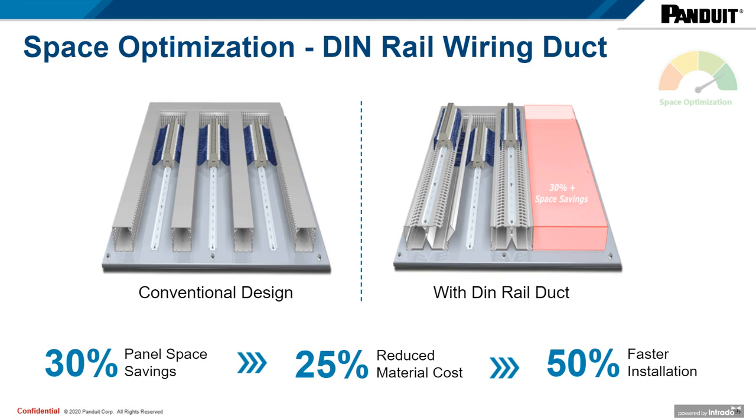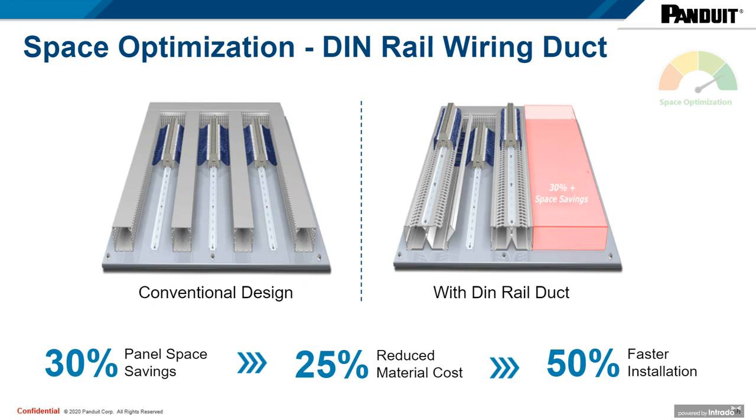Now shifting gears a bit from noise mitigation to space optimization. As control panel designs become more complex, space is more and more of a premium. PanelMax DIN rail duct is a unique Panduit solution that can reduce enclosure size in new projects or gain space in retrofit applications. The picture on the left shows a typical control panel layout with alternating rows of DIN rail and wiring duct.